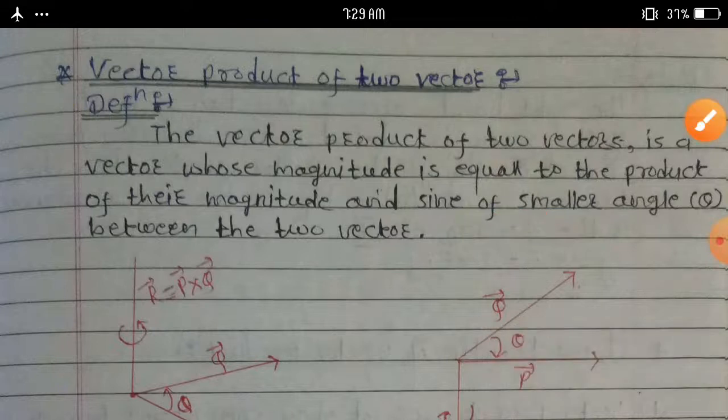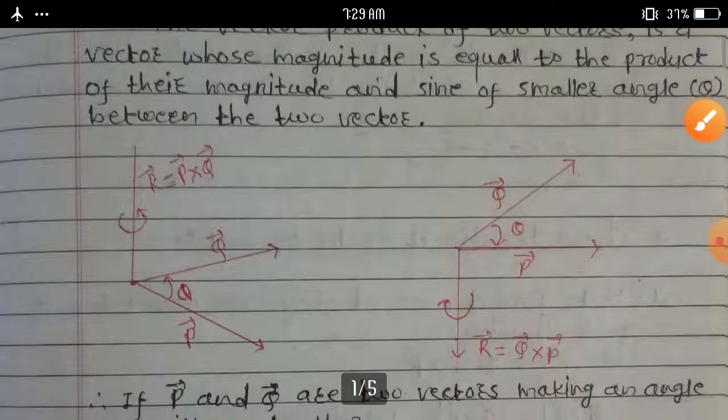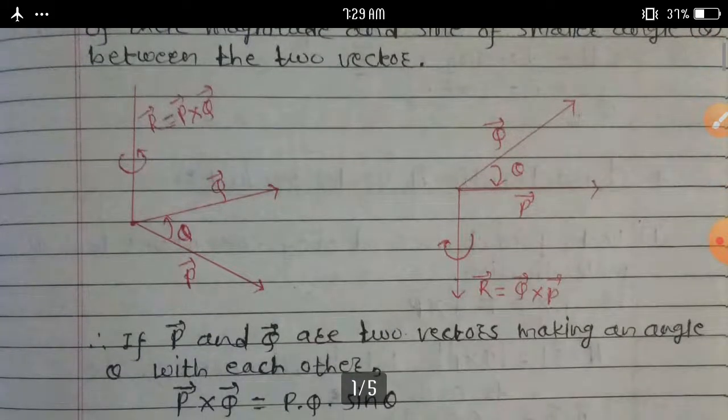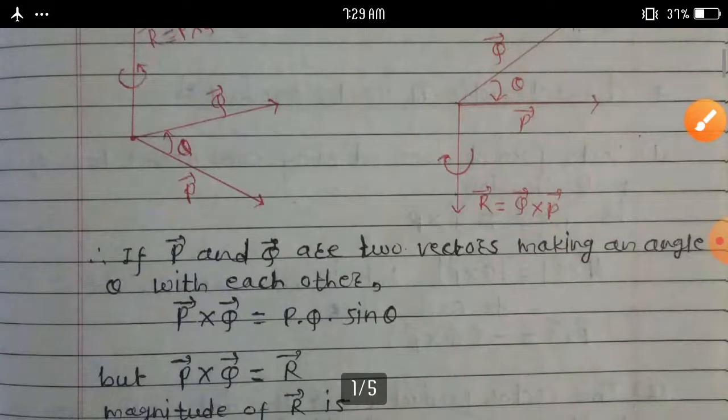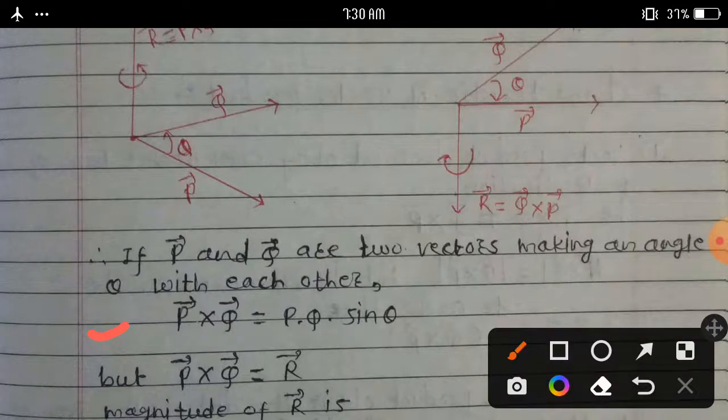From this diagram, we can consider the vector product of two vectors. Consider two vectors p bar and q bar making an angle theta with each other. Suppose theta is the smaller angle between these two vectors. Then the vector product becomes p bar cross q bar is equal to p q sin theta.